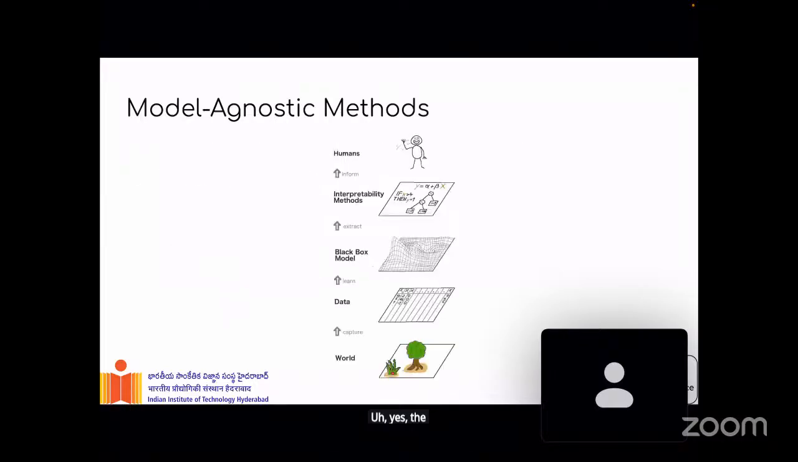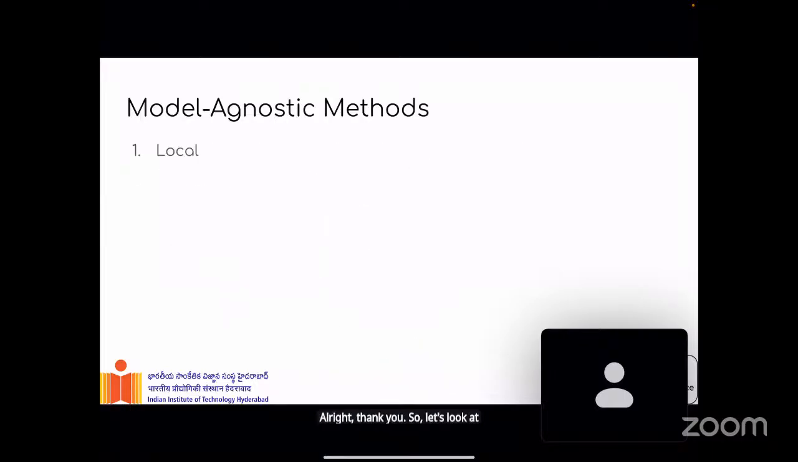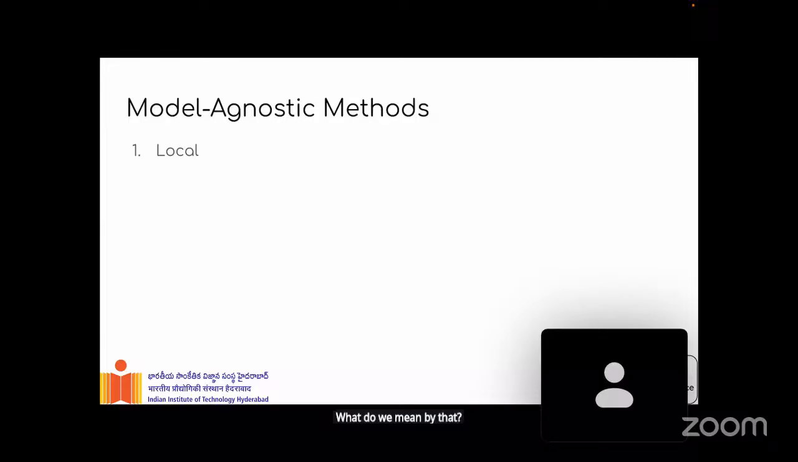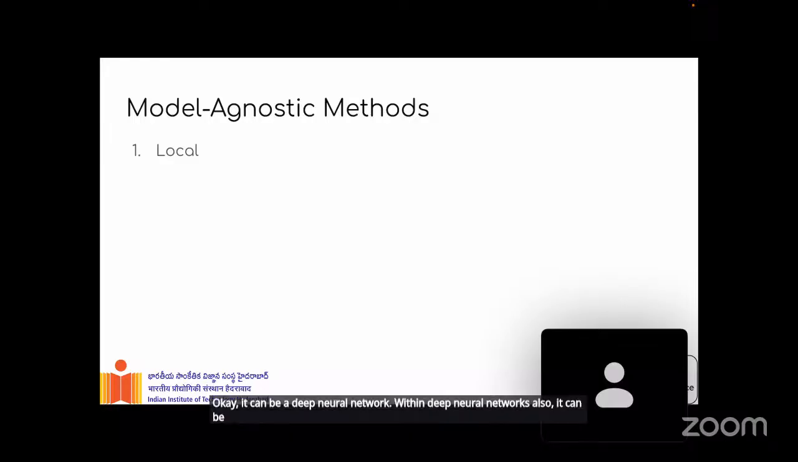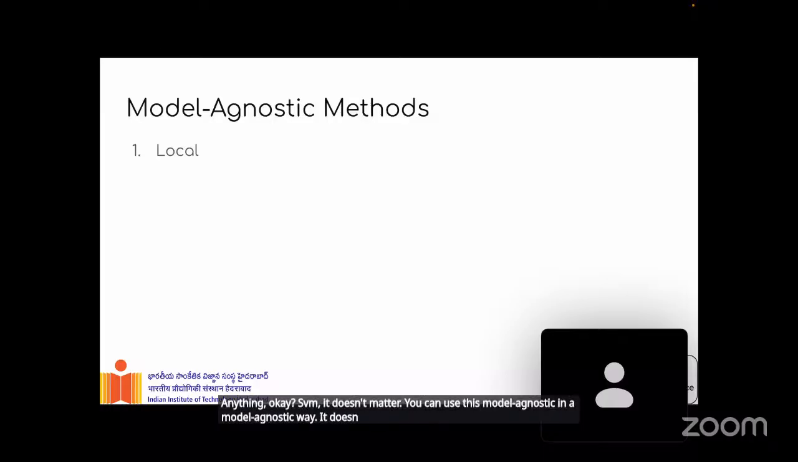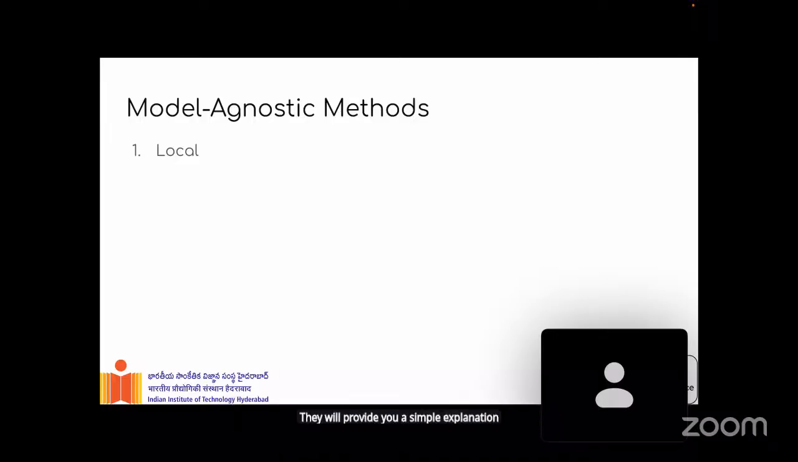All right, thank you. So let's look at one example for the post hoc explanations. Particularly, these post hoc explanations can be model agnostic. What do we mean by that? It doesn't matter what your model is. It can be a deep neural network. Within deep neural networks also, it can be anything: MLP, CNN, RNN, or vision transformer, a combination of them, or a random forest, anything. SVM, it doesn't matter. You can use this in a model agnostic way. It is simply a black box.